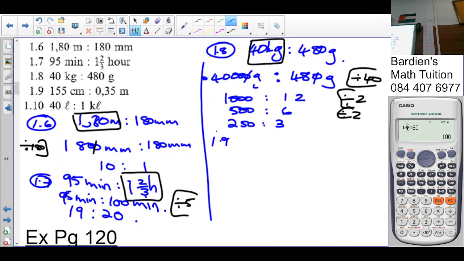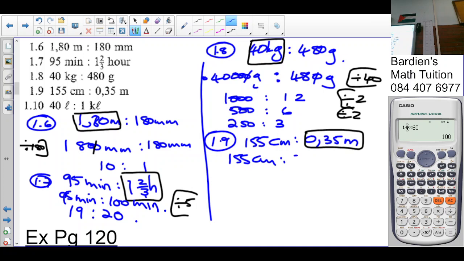1.9. We got 155 centimeters is to 0.35 meters. Are they in the same SI unit? No. Must convert it to the same SI unit. That's all. So which one is smaller, centimeters or meters? Centimeters. How many centimeters are there in a meter? 100. Okay. So we multiply this number by 100. So it's going to be 155 centimeters is to 35 centimeters.